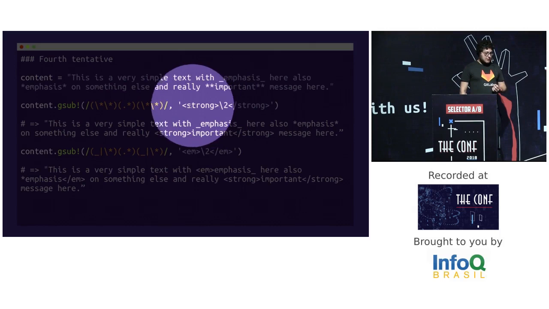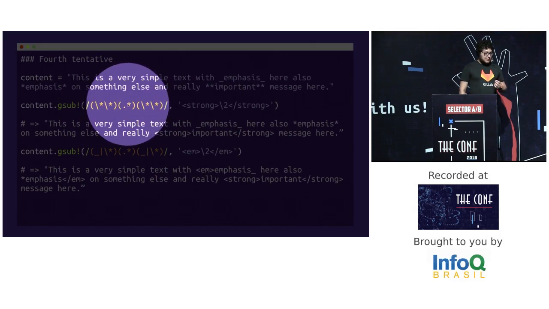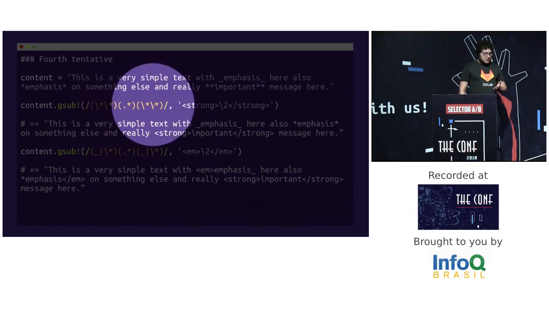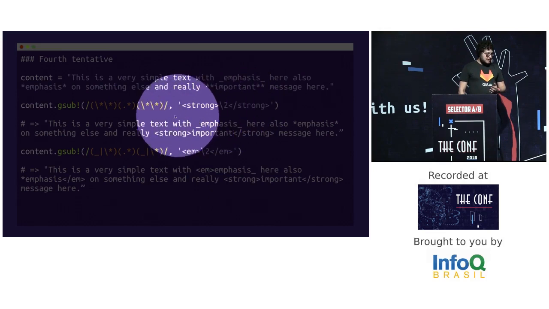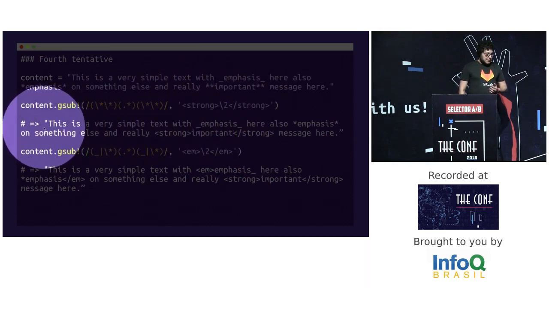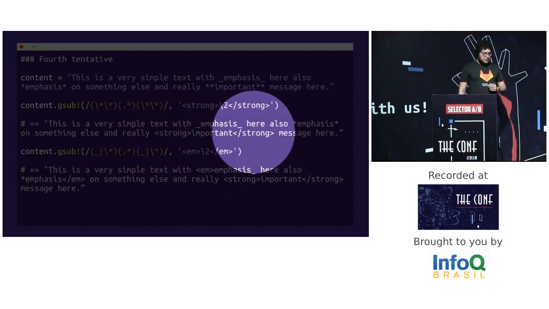So for example, this piece of code will find the double asterisks, anything in the middle, another 2 asterisks, and it will replace them by strong opening, the content in the middle, and strong closing. So this is the result that we got. It works really, really well. So we had the strong opening, the important part, and the strong closing.